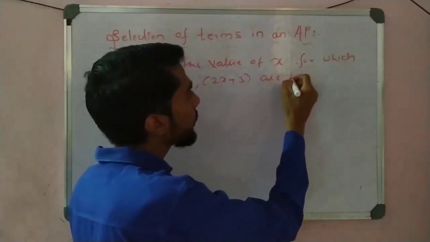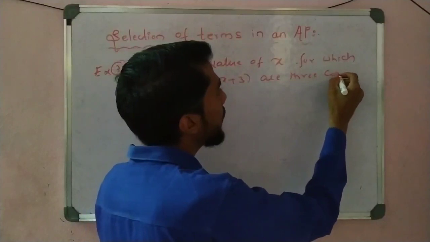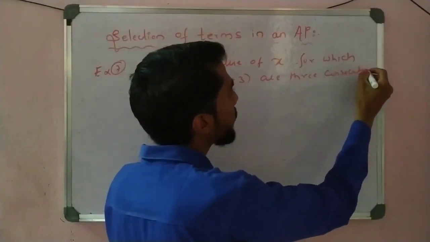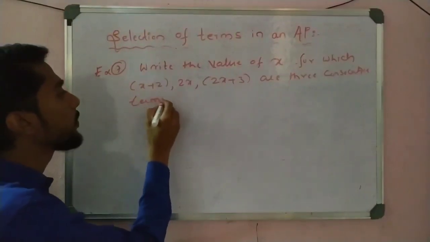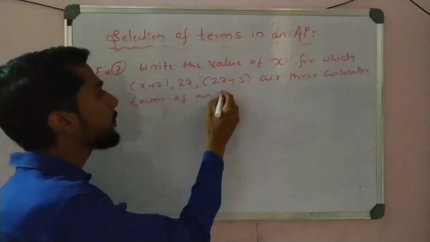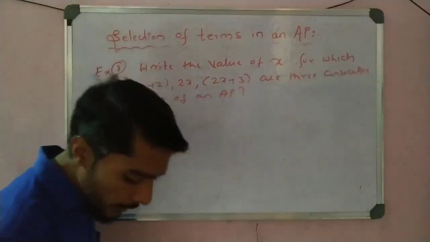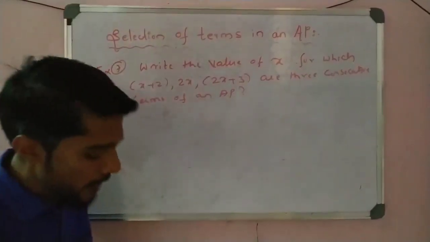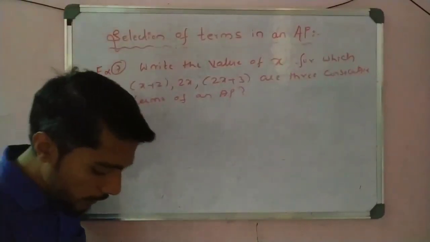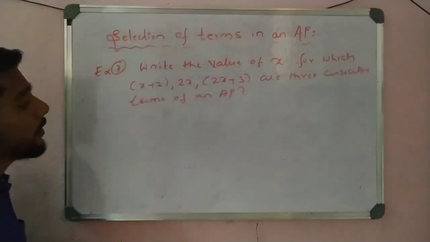are three consecutive terms of an AP. So see like this. One type of different problem is there. So, last problem. See here, the solution.